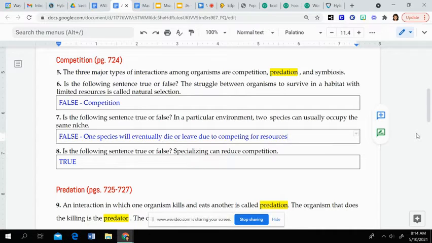Is the following sentence true or false then? Specializing can reduce competition. This is true. If organisms have specialized characteristics for certain things, it helps reduce what they're competing for, and then it provides the opportunity for them to live together.